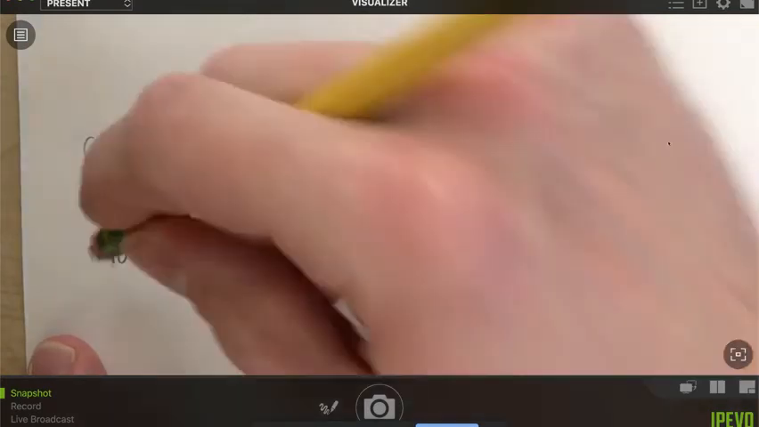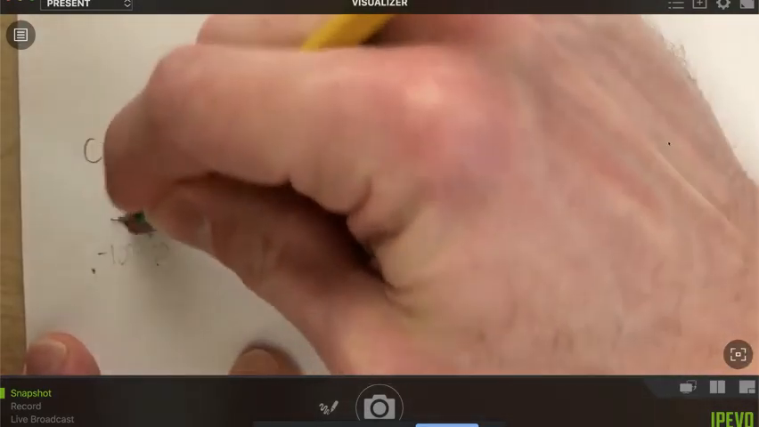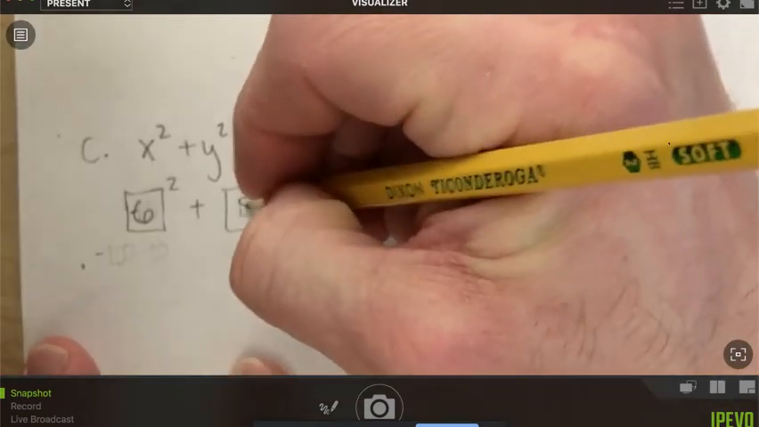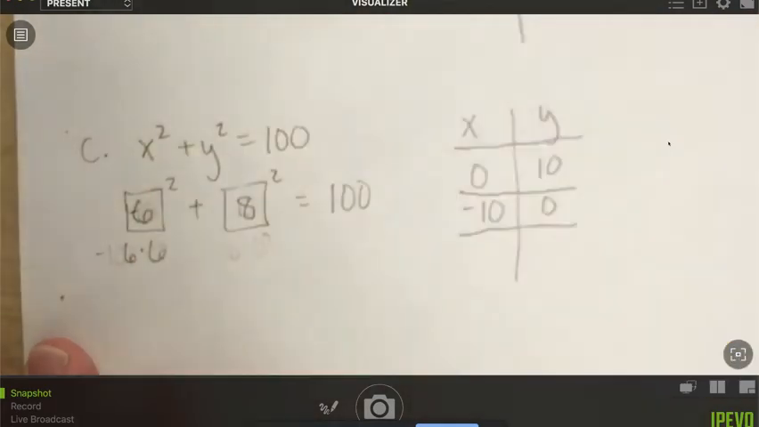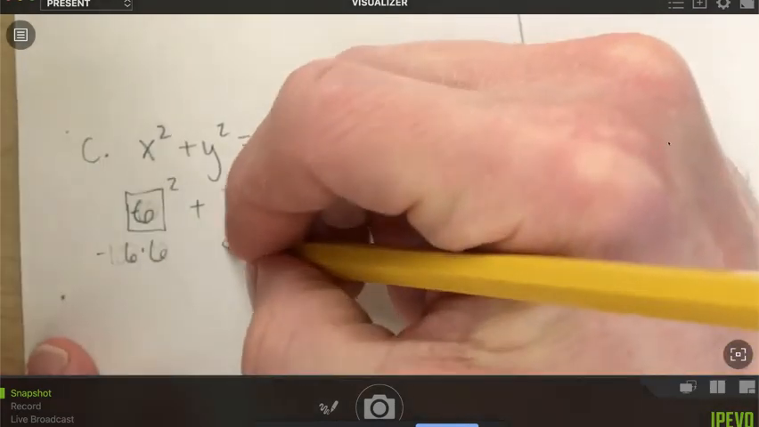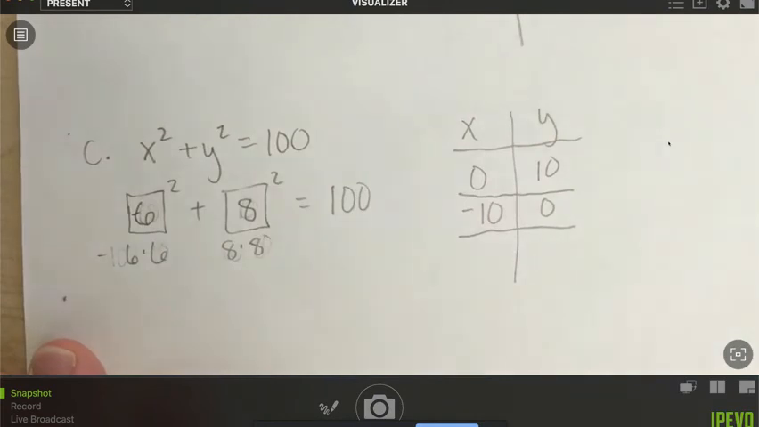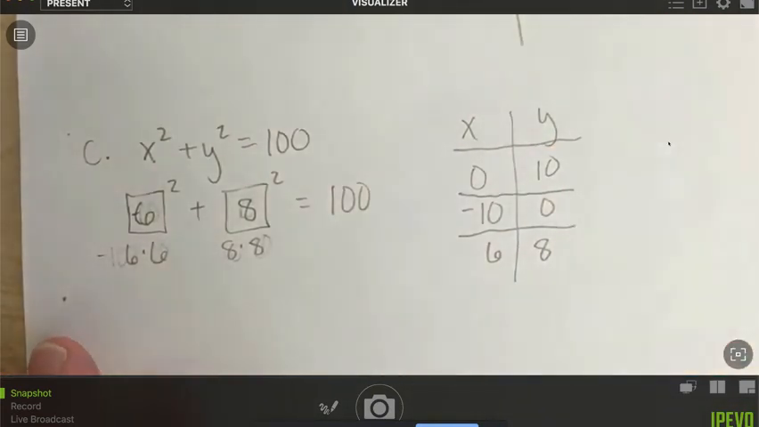And I'm going to show you one more in this case. Turns out if I did 6 and 8, that would actually also work. Because 6 times 6 is 36, 8 times 8 is 64, and 36 plus 64 is also 100. And so 6, 8 would be a combo.